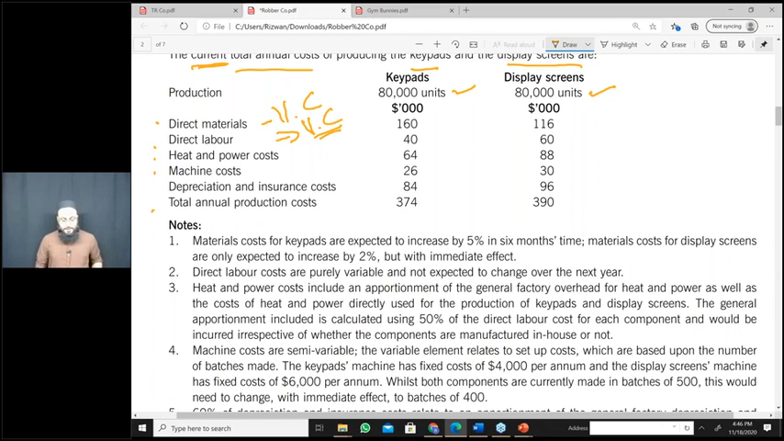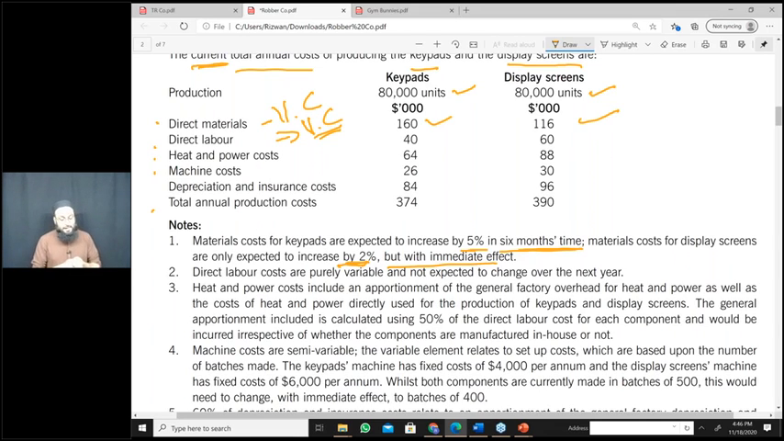Material costs for keypads are expected to increase by 5% in 6 months' time. Material costs for display screens are only expected to increase by 2%, but with immediate effect. Because we are doing the calculation for 80,000 units, we have a cost of material for 80,000 units for keypad and 80,000 units for display screen. We can write this cost as it is, but there is some adjustment required. So what is the adjustment, my friends?